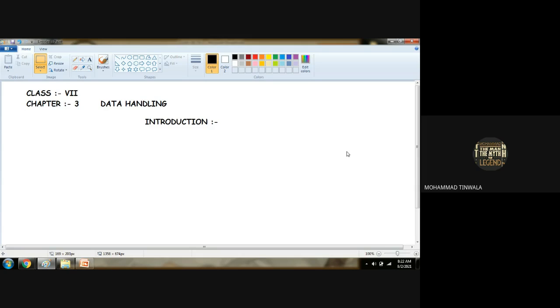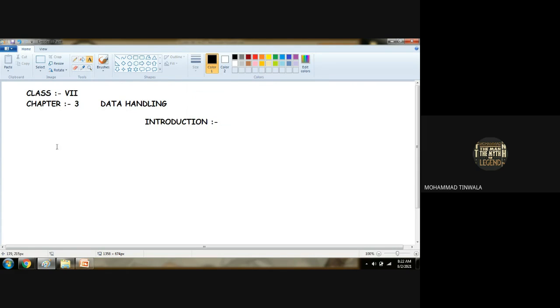Data can be collected, observed, analyzed, and then presented in a particular way. What is collected is known as data, and the way it is presented is known as handling. Is that clear about data handling, boys? Is that all clear about the point data handling?